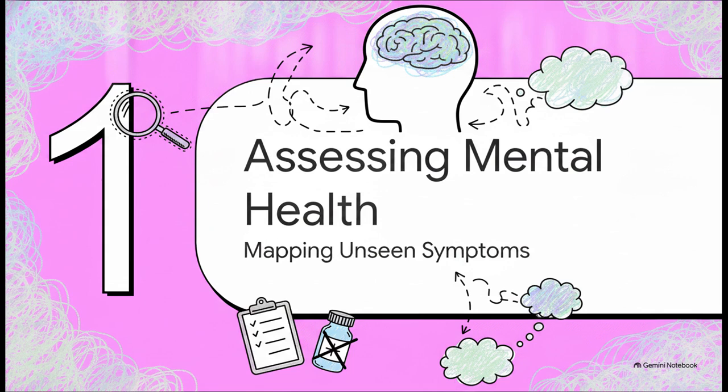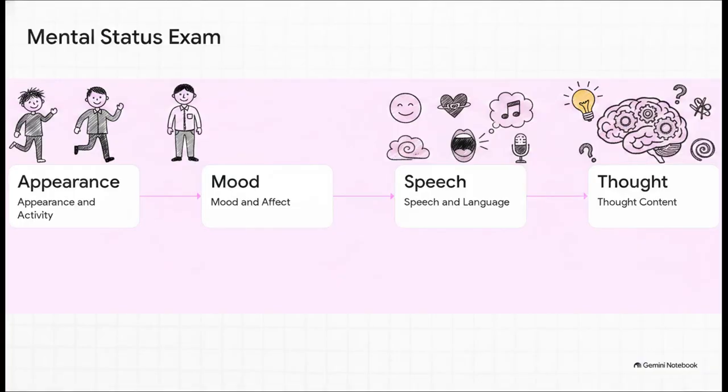All right, Section 1, assessing mental health. Let's look at how we map unseen symptoms. So, the mental status examination is exactly how we do this. It breaks down into 4 clear, actionable steps. We observe a patient's appearance and activity, evaluate their mood and affect, listen to their speech and language, and analyze their thought content and process. This is how clinicians systematically take highly subjective feelings and turn them into objective, actionable clinical data.